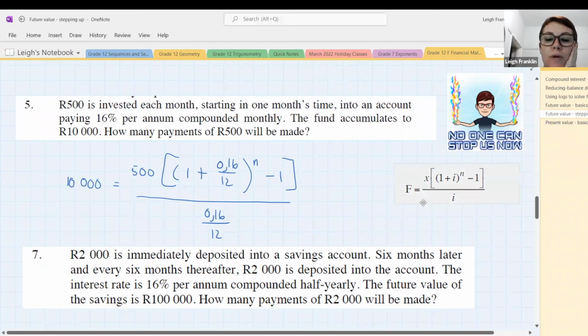Pumzile, it's the same formula. So this one over here that I'm busy jumping up and down.